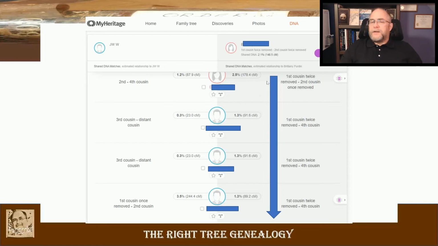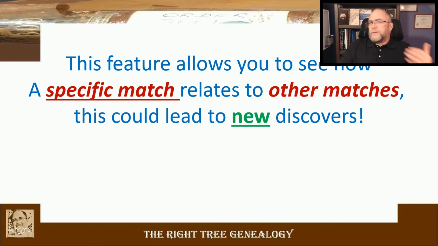That's significant because now you can say, how does this person relate to them? And you may be able to make additional discoveries. So what you see here is a specific match, how they relate to other matches. And you can make discoveries here that you didn't know you could make in the past.